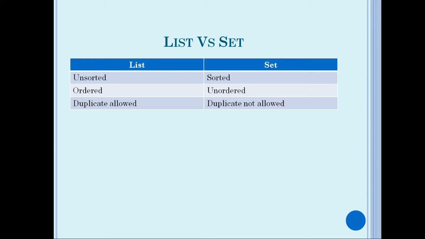Whereas a set is sorted in some way. We will discuss how sets are sorted. Because they are sorted, they are called unordered, because if you put something at index 0, 1, 2, and 3, after adding those, when the sorting happens, they will not be in the same order. So they are called unordered, and duplicates are not allowed in a set.